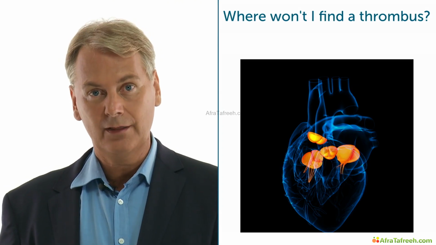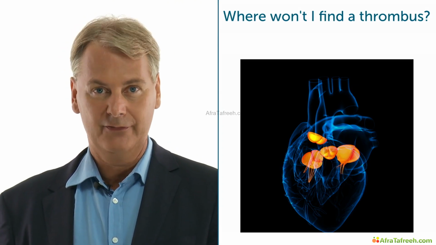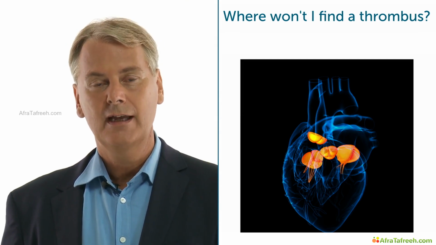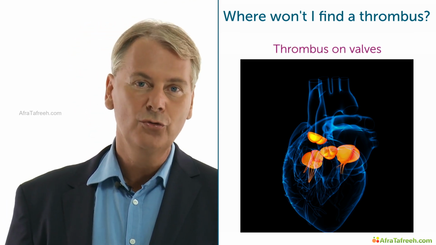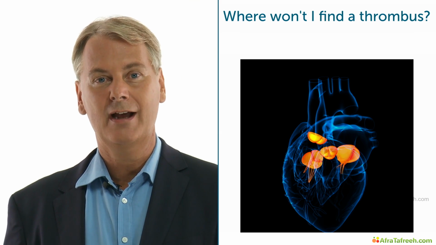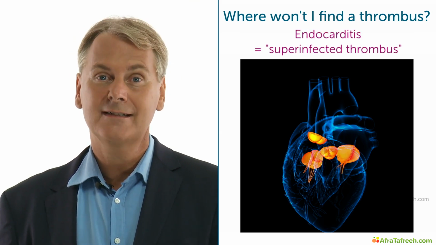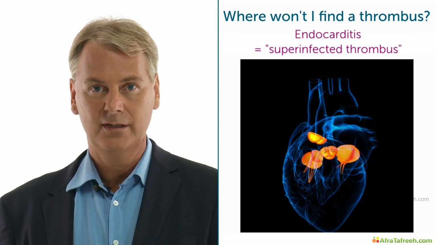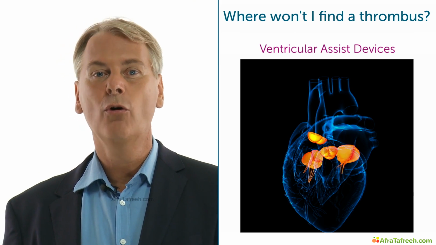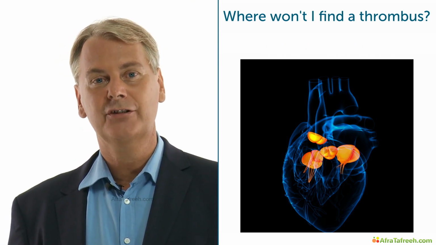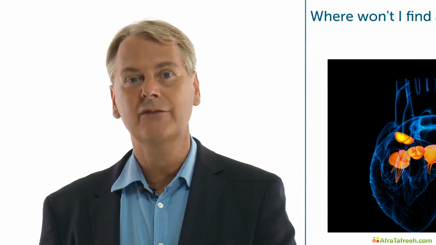Where don't you find thrombi? You don't find them on the valves. Why not? Because the valves move, and thrombi usually don't form on structures which move very rapidly. There are just two exceptions. One exception is endocarditis, because endocarditis is actually a superinfected thrombus. And in patients, for example, who are on assist devices where the valves don't open or open only occasionally, thrombus can form, especially if left ventricle function is very poor. So in assist devices, there would be a rare occasion where you would find a thrombus on the valves.